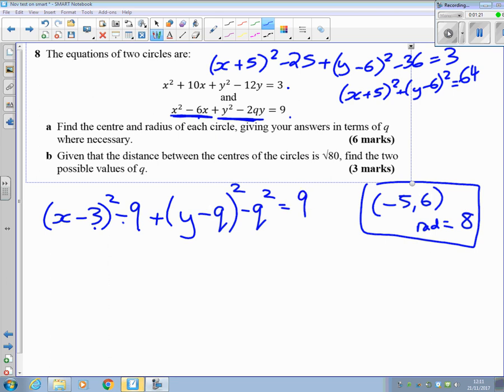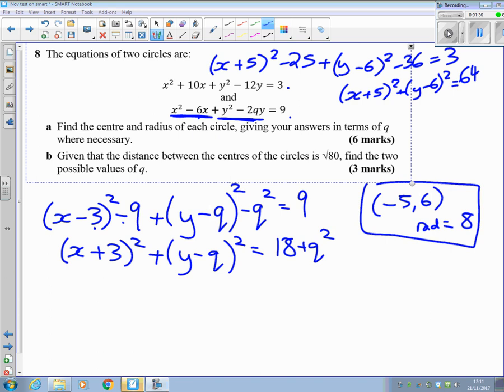And that equals 9. Yes, it looks a bit weird with all that algebra, but it's okay. Tidying that up gives us this. Adding these numbers to the other side makes 18 plus q squared. So my centre is minus 3, from here, and just q. And my radius is the square root of 18 plus q squared. You can't tidy that up. There's nothing you can do with that. Just leave it as the square root of 18 plus q squared.